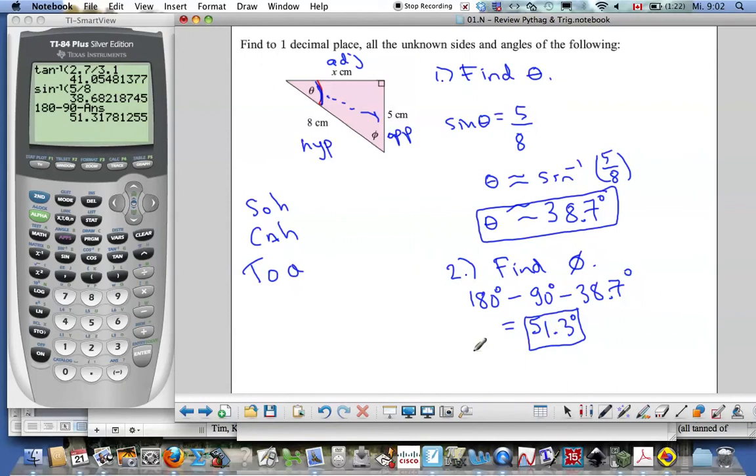Okay, so we've got the 2 angles now. Again, we still haven't found everything. We still need to find x. There are lots of ways. So what would you like to do? Let's just do the easiest. Let's just do Pythagoras. Pythagoras, that's good.